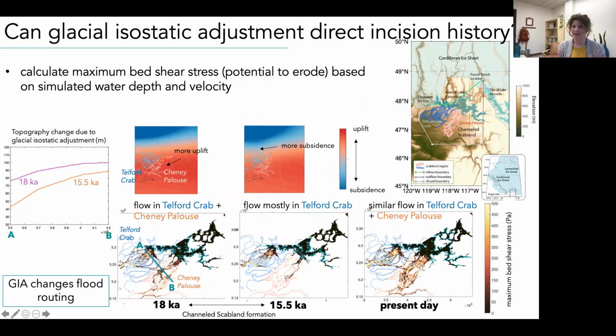And so there's a lot on this slide. Here I'm showing, I've taken those simulations of predicted water depth over the course of a flood, and I've calculated the bed shear stress, which we can think of as the potential to erode based on the predicted water depth and the predicted water velocities. And so each of these maps on the bottom shows the maximum bed shear stress that was achieved over the course of a simulation on each of these topographies. So on the left and the middle, we have the course of Channeled Scabland formation, so this is corrected for glacial isostatic adjustment. And on the right is present day topography, so there's no glacial isostatic adjustment correction.